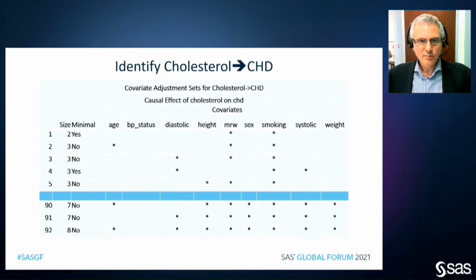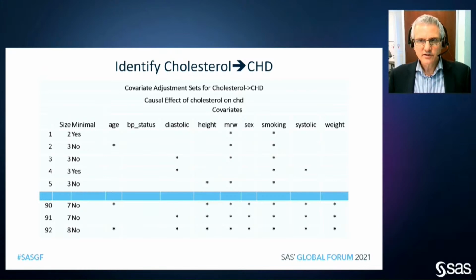And then the next table is the output that we're looking for. It is the adjustment sets. They are sorted according to the size of the adjustment set, and we are told whether it is a minimal adjustment set, yes or no. In this particular model for cholesterol's impact on disease, there are 92 different adjustment sets that are possible. You should take note of any nodes that don't appear in any adjustment set, such as blood pressure status. Now, minimal adjustment sets are not the smallest adjustment set.